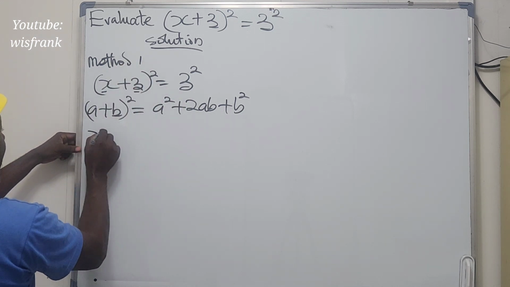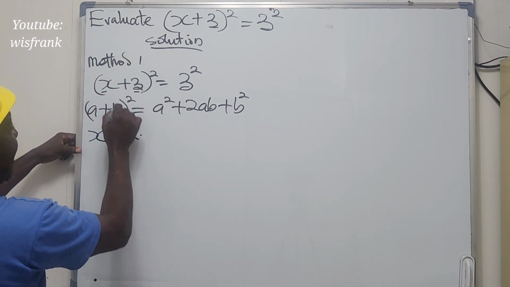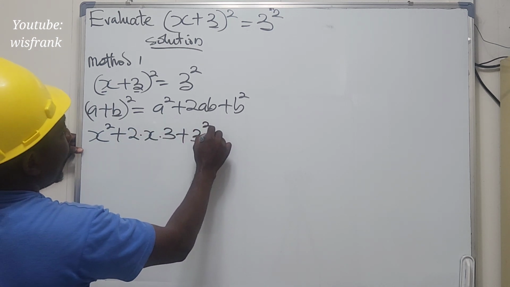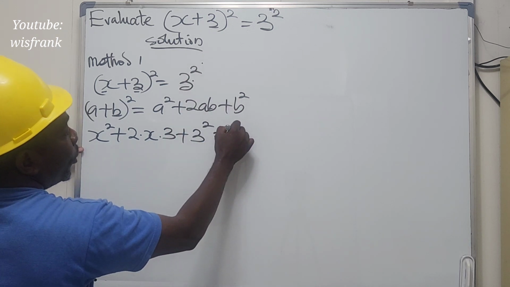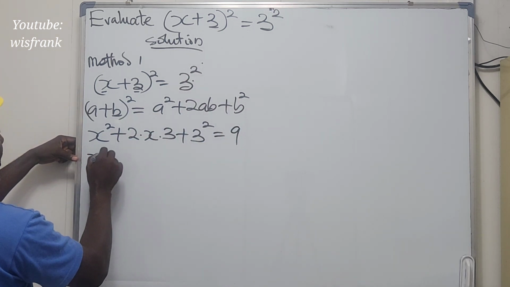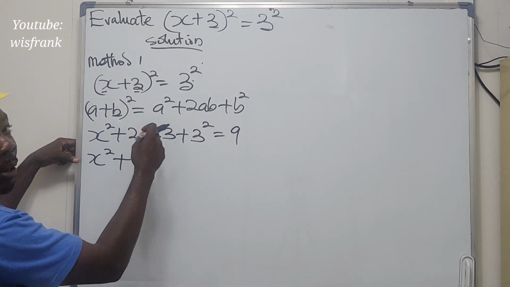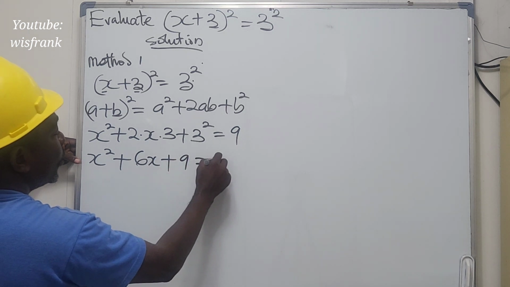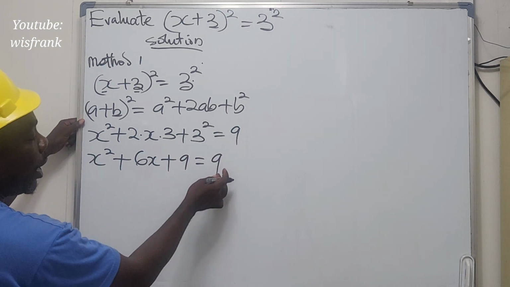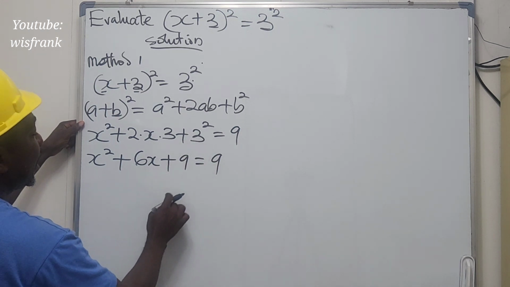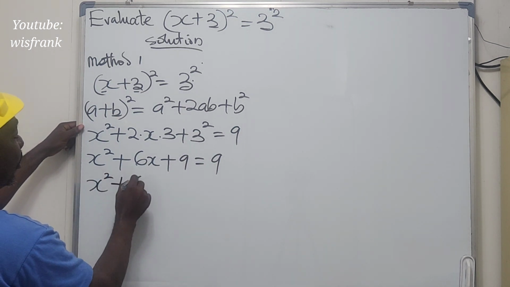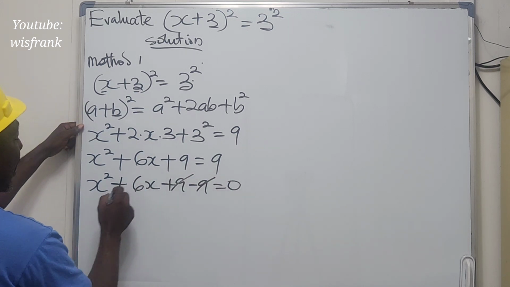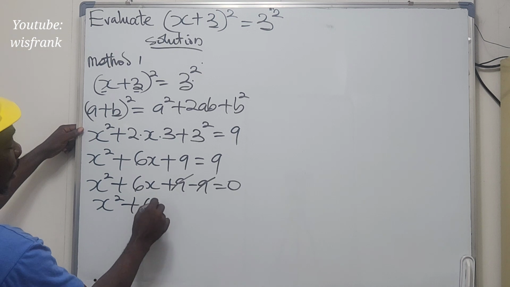So this will give us x² + 2 times x times 3 + 3² = 3², which is 9. So here it will become x² + 2 times x times 3, we have 6x, + 3² which is 9, equals 9. So in this case, we are going to transpose this to the other side. So this will become x² + 6x + 9 − 9 = 0. This will cancel this and we are now left with x² + 6x.